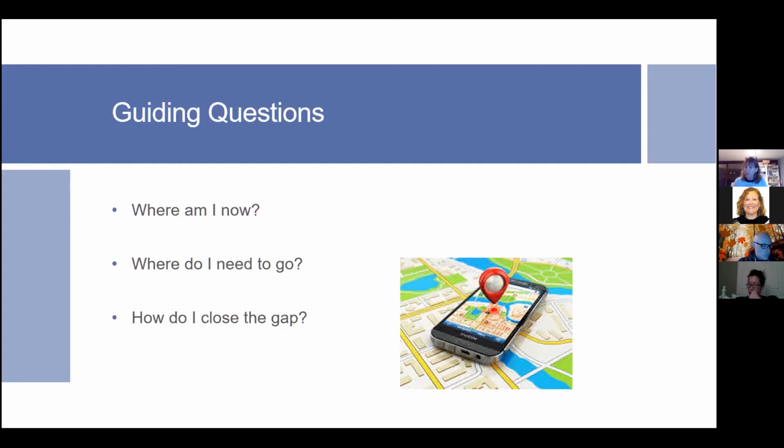We do that as a teacher by giving the kids that information. Where are you now? Where do you need to go? How do you close that gap? With peers, we have peer conversation and answer it in the same way. This is where I think you're at. This is where I think you need to go. And I think that you might need to take this step. So these three guiding questions are really essential.